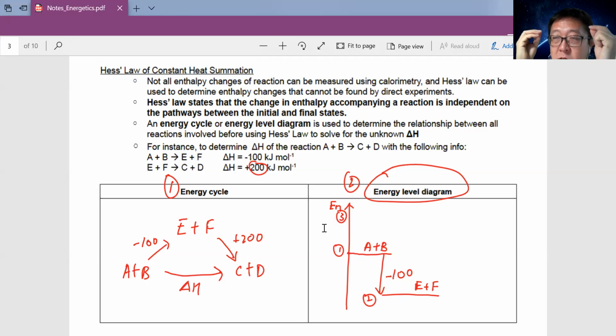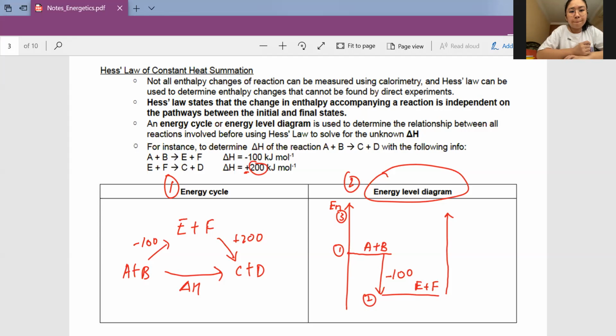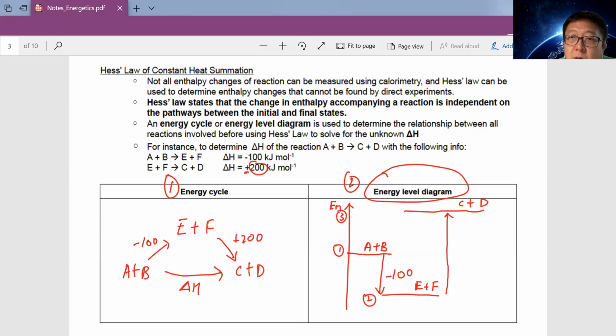Okay, why? Because when I ask students to draw, some students draw C plus D in between 1 and 2, or even below 2. If you draw number 3 over here, below 2, that means it's an exothermic reaction. But I look at the reaction, it is positive 200. It is going up to where? To level 3. So you draw a straight line here, level 3, then you have C plus D.